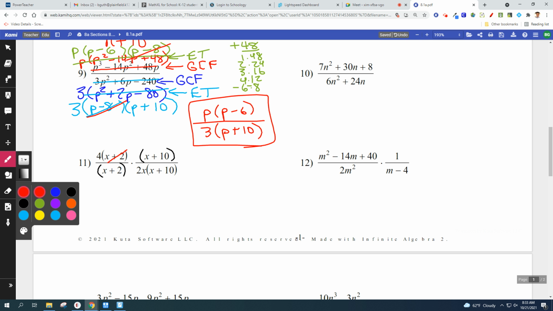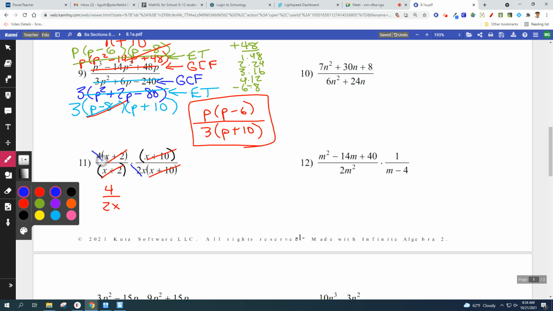So you see how there's an x plus 2 here? I can cancel that x plus 2. And see how there's an x plus 10 here? I can cancel that as well. And so if you wanted to rewrite, what you've got is 4 on top and 2x on the bottom. But you should also notice one more thing is going to cancel out. And maybe you would have noticed it at the beginning.